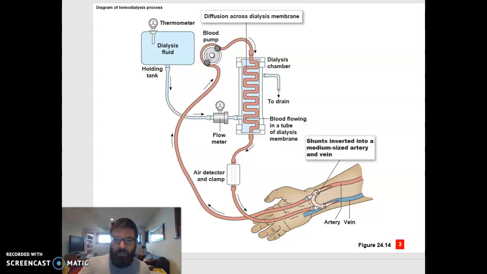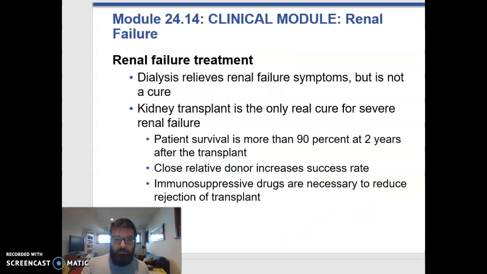And this is a very basic animation showing the blood being removed from the arm, sent with as much surface area as possible through the dialysis fluid, and so diffusion is allowed, and then the blood is returned back to your body. Now, dialysis can help support a person and help them combat symptoms, but the only real treatment for renal failure is a new kidney, right? And we have gotten pretty good at kidney transplants.